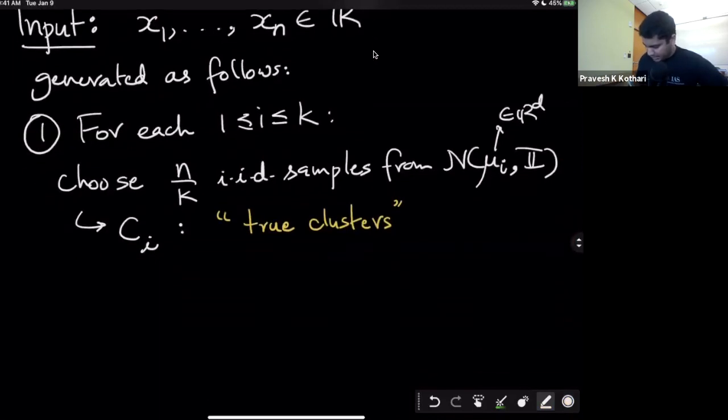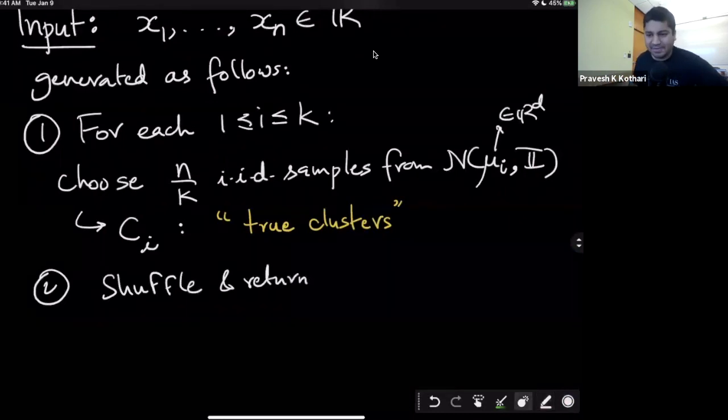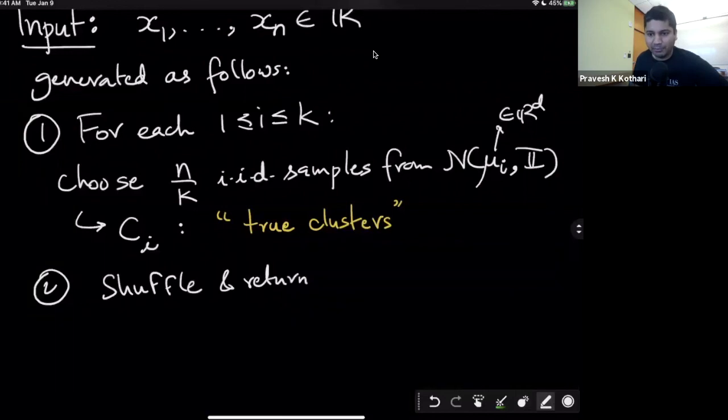So I have C1, C2 up to C sub k. If I take the union, I'll get n points because each of them contains n over k points. So I'm just going to take the union, shuffle it, and return. By shuffling, I just mean that I never tell you which points were C sub i. I return them in some arbitrary order so that you can't quite read off which points came from which C sub i and so on.